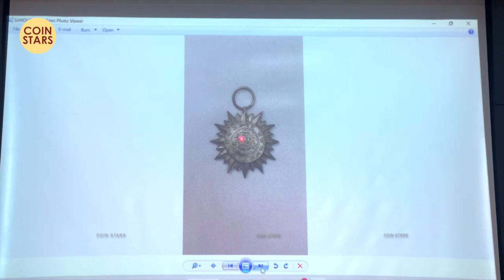Next. This is Sandur in Karnataka. There is a big manganese mine there. There is also a company called Sandur Manganese. These two elephants are holding the shield. This is a kind of medal.